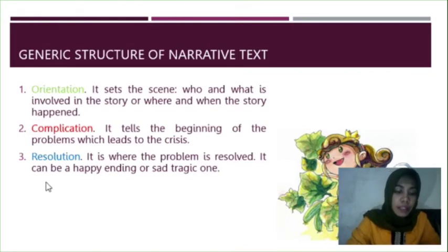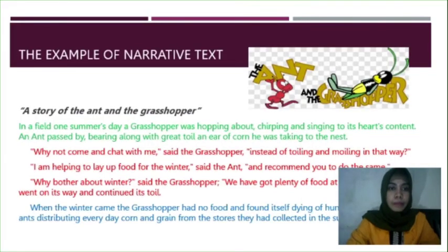3. Resolution. Resolution is where the problem is resolved. It can be a happy ending or a sad, tragic one. Now you should understand what and how a narrative text is. Let's continue to see a very short example of narrative text.